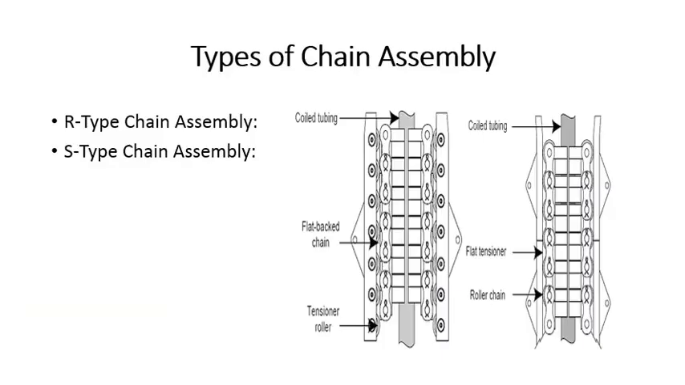Generally the chains used in the injector head are of two types. The first one is the R type chain assembly and the second is the S type chain assembly. In the R type chain assembly, the bearings are part of the scat plates, which we will discuss later, and in the S type chain assembly, the bearings are part of the chains, as we can see over here.